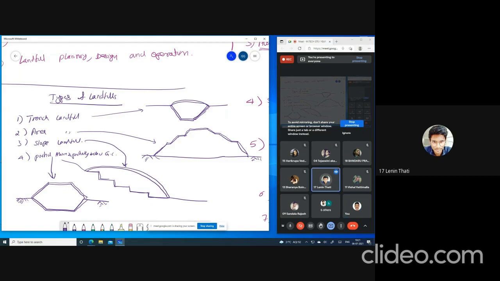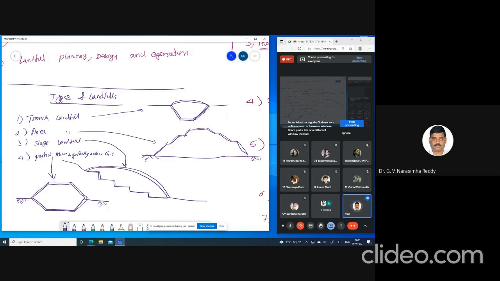I think the matter won't be scattered level in trench landfill. I'm not getting it. Just say a bit loudly. The matter cannot be disturbed in trench landfill. It's not clear what you are saying. Anybody else?